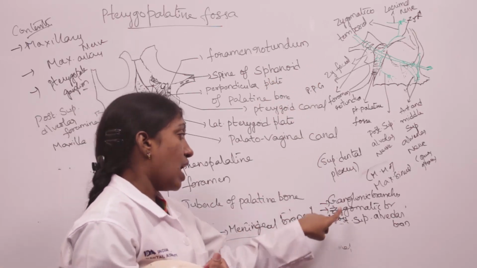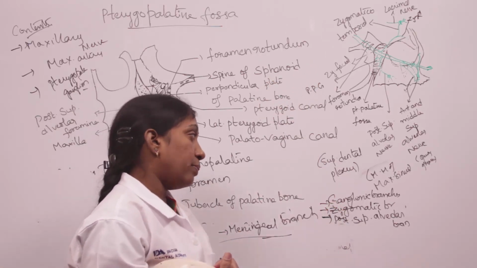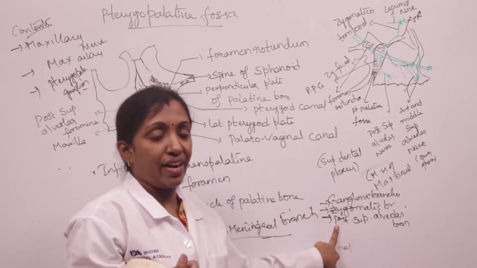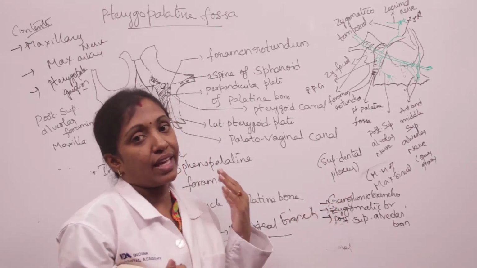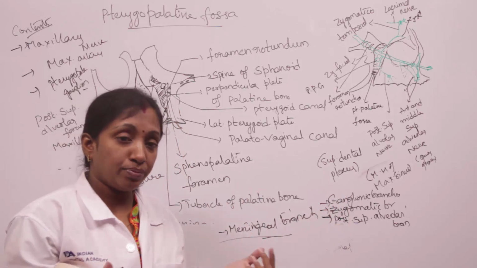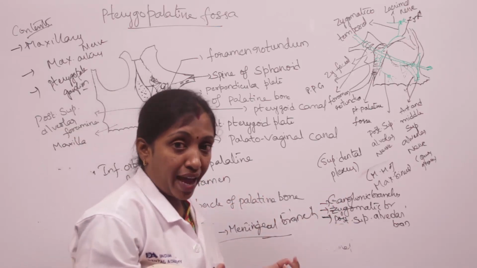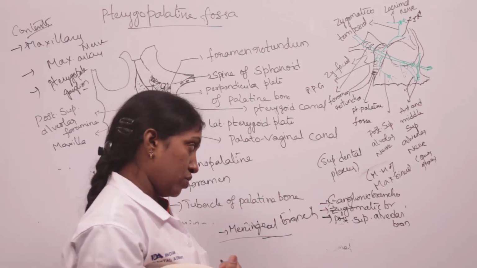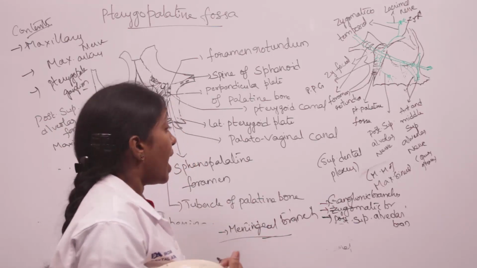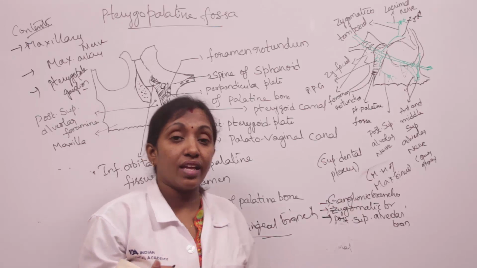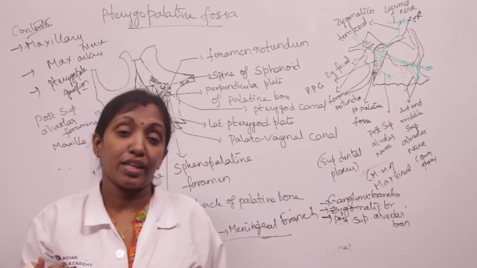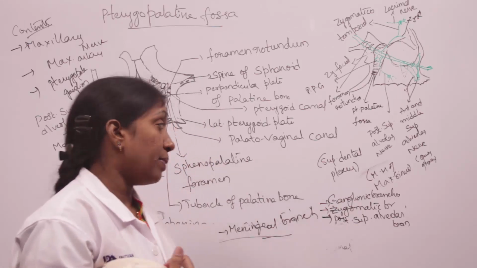What are the 3 branches? Ganglionic branches, zygomatic branch as well as posterior superior alveolar branches. Ganglionic branches convey sensory fibers from the nose, palate as well as pharynx, and also from the orbital periosteum. As well as that, the ganglionic branches convey post-ganglionic parasympathetic secretomotor fibers to the lacrimal gland.